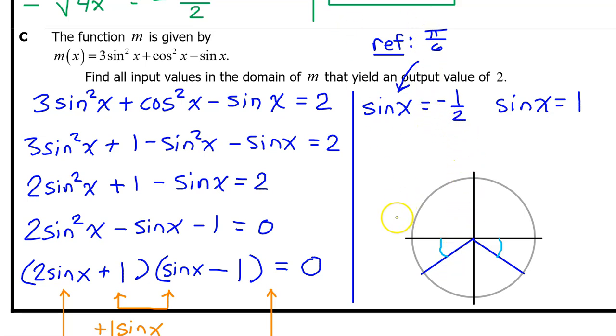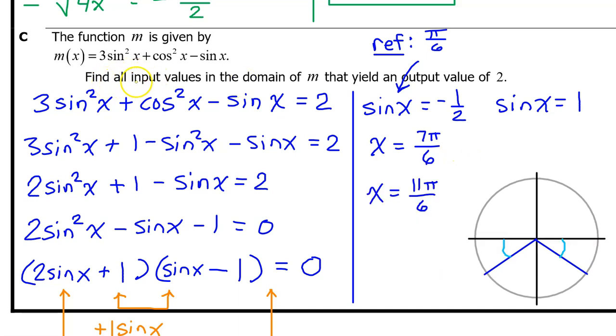We can think of pi as 6 pi over 6, and we can think of 2 pi as 12 pi over 6. Therefore, this angle in the third quadrant is 7 pi over 6, and that's going to be one solution. X equals 7 pi over 6. And this angle in the fourth quadrant is 11 pi over 6. Pi over 6 before 12 pi over 6.